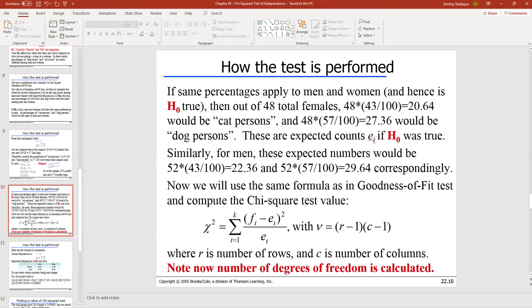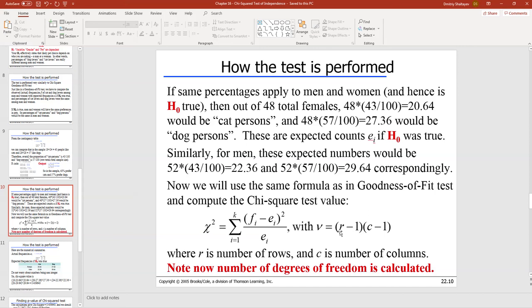In the previous lecture, when we tested the goodness of fit, the number of degrees of freedom was k minus 1, where k is the number of categories. Now, in this case, I don't have one number of categories. I have variable x, gender, male and female, and variable y, pet preference, cats and dogs. Both of them have 2 categories. So what do I mean by number of categories? Here is how the degrees of freedom are calculated.